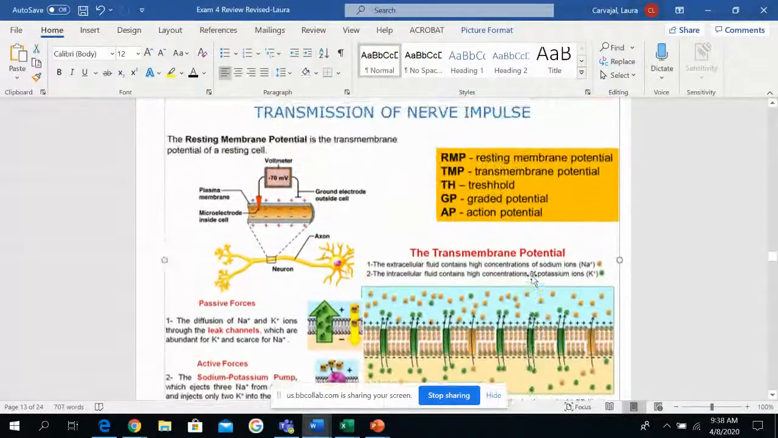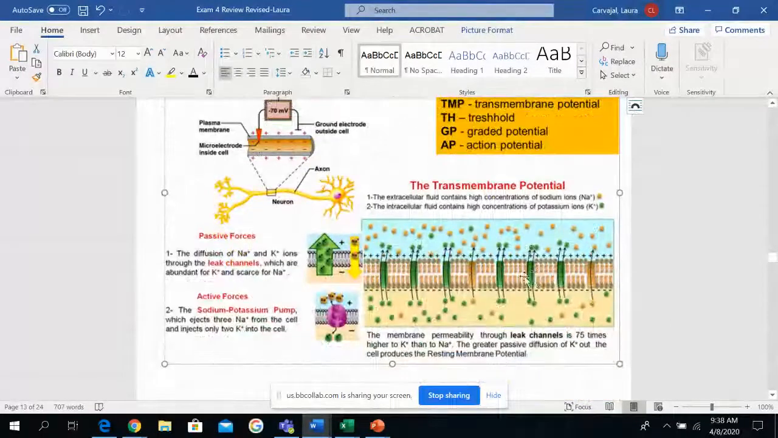So that's essentially the action potential and the steps that happen. We have passive forces, which are the leaky channels, which allow sodium and potassium to float in and out of the cell as they please. And then we have active forces, such as the sodium potassium pump, which needs ATP to function. This helps mitigate the amount of sodium and potassium within the neuron, the axon within the cell, to keep it at that negative 70 millivolts.